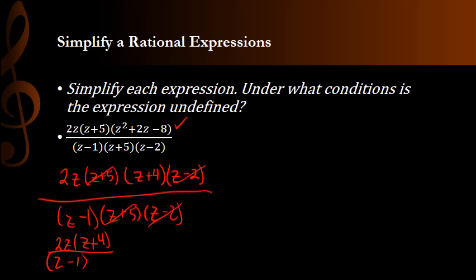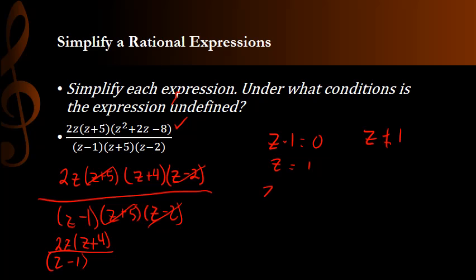Now let's take to the next step, and under what conditions is the expression undefined. So I'm going to set each one of those three factors, z minus 1, z plus 5, z minus 2, those are all factors. I'm going to set each one of them equal to 0, solve it, and that tells me what z cannot equal. Because if it does equal it, then that's going to throw my entire denominator into a 0. Any one of those 3. So let's start. Z minus 1 equals 0. Z equals 1. Well, z cannot equal 1.